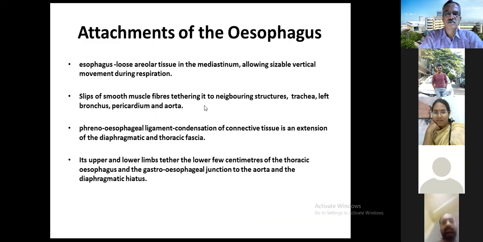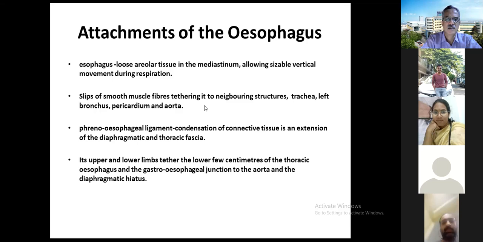Next, it is attachments to the esophagus. The esophagus is attached to the surrounding structure by the loose areolar tissue. Within this loose areolar tissue lie slips of smooth muscle, which help to attach the esophagus to the surrounding structures such as the trachea, bronchus, pericardium, and aorta.